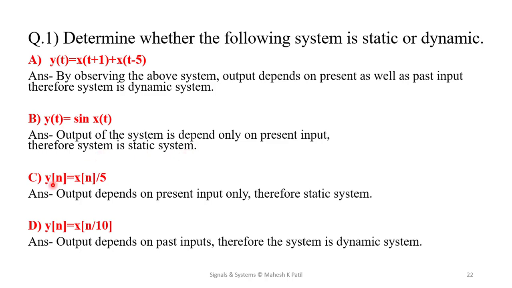Then the next is y(n) = x(n)/5. You can observe here, if I put n = 3, then it becomes y(3) = x(3)/5. If I put n = -1, then it becomes y(-1) = x(-1)/5. This means my output depends on the present input only. Therefore this given system is a static system.